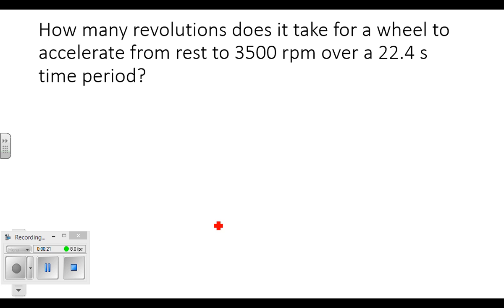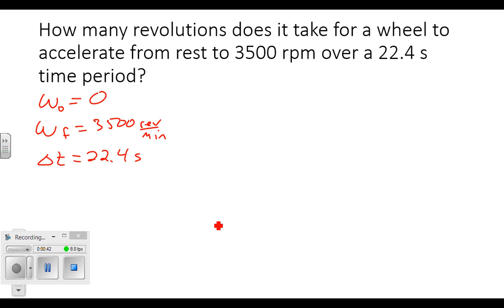So for this one, we've got an initial velocity, omega 0, of 0, and omega f, a final velocity of 3,500 revolutions per minute. We've got a time, a delta t, of 22.4 seconds, and we are trying to find how many revolutions that will be, a delta theta. That's what we're looking for.